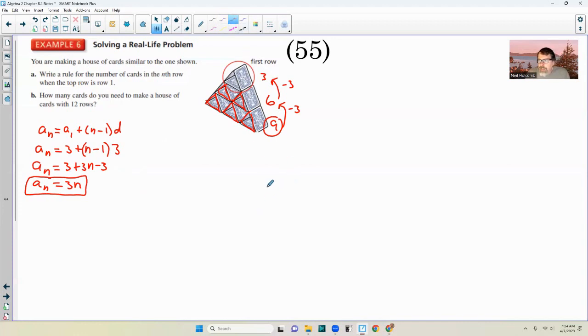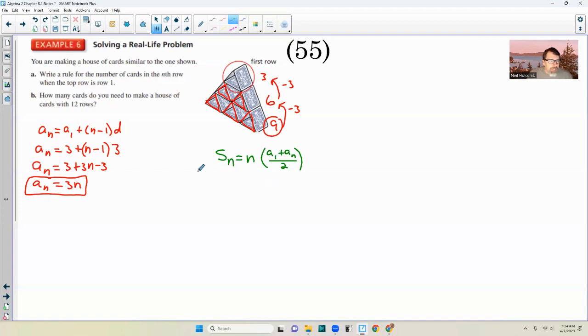Okay, so now moving on, it says B, how many cards do you need to make a house of cards with 12 rows? So they want to know how many total cards. That's an arithmetic series. So I want S sub n, and S sub n equals n times a sub 1 plus a sub n divided by 2. Okay, the sooner you understand what we're doing here, the easier it is. It's not a matter of memorizing a formula. It's a matter of thinking about the formula and writing it down. It's the first term plus the nth term divided by 2. Remember, the mean of the first and nth terms times the number of terms.